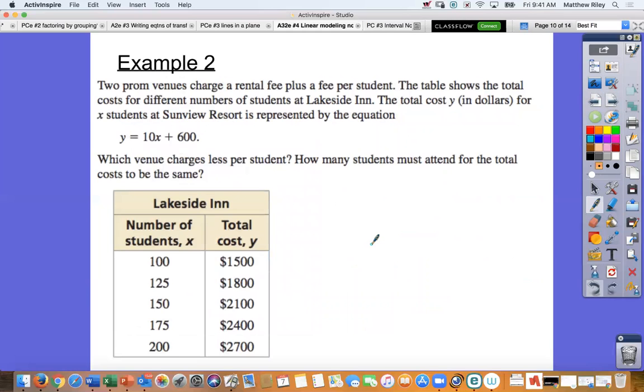Next one. Again, I want to see where you guys are right now. So I'm not trying to not teach you, but this is something almost straight off of iStep. And this is from our book, but I saw something like this on iStep 2 years ago, almost the exact same question. So see if you can take about 2 minutes and answer these 2 questions down here at the bottom. Which venue charges less per student, and how many must attend for the total cost to be the same? Now, I'm going to stretch real quick. I will be back in about 90 seconds to answer any questions.